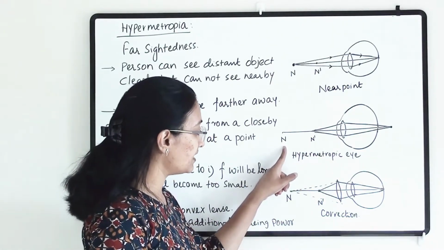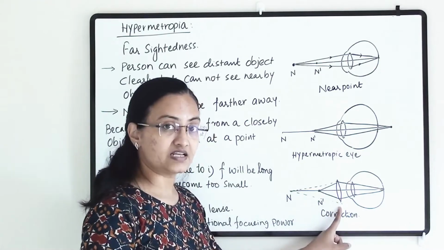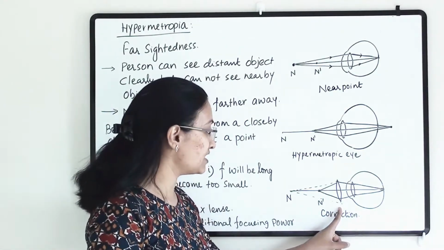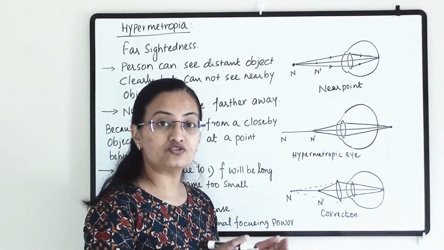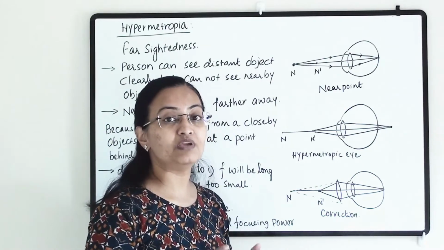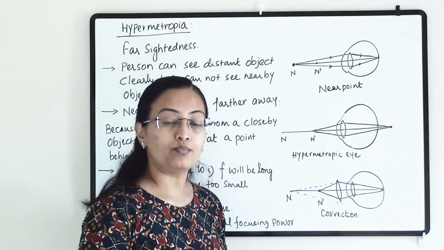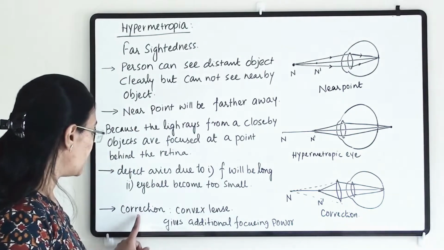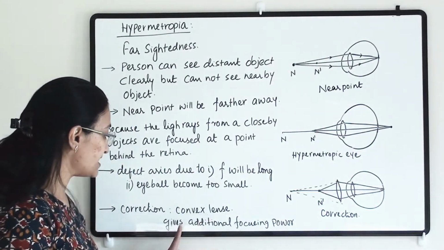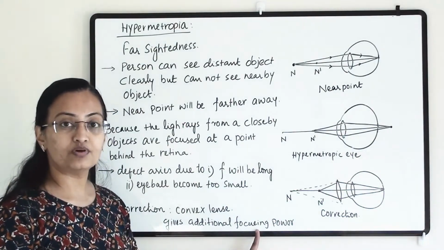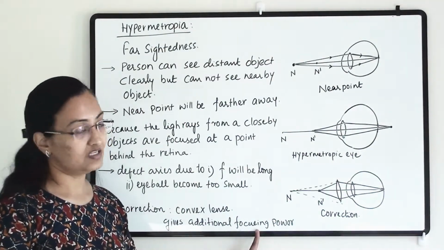This we can correct with a convex lens. When we use a suitable power of convex lens, then we can shift that near point to 25 centimeter and the person will be able to read properly and see the nearby object clearly. So we can do the correction with a convex lens and it will give additional focusing power so that the person will be able to see the nearby things.